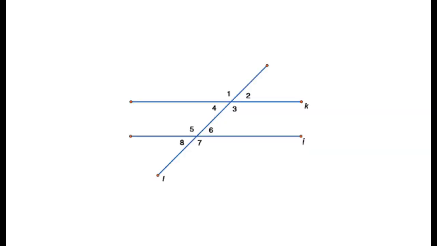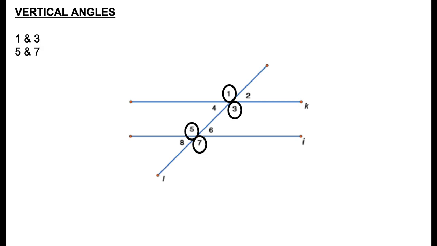So let's look at this. Now we have a transversal, and let's point out two examples of vertical angles found here in this transversal. We can say that 1 and 3 are vertical angles to each other, as well as 5 and 7, which are vertical angles.